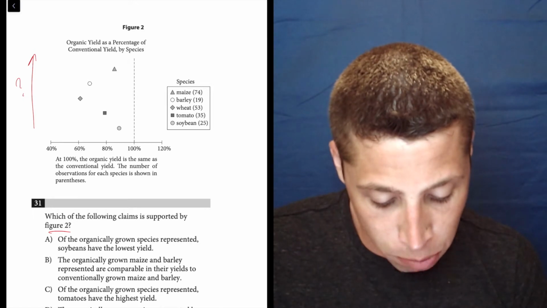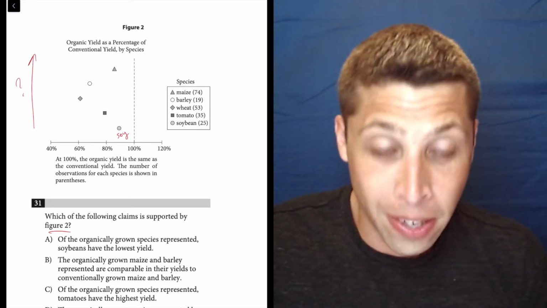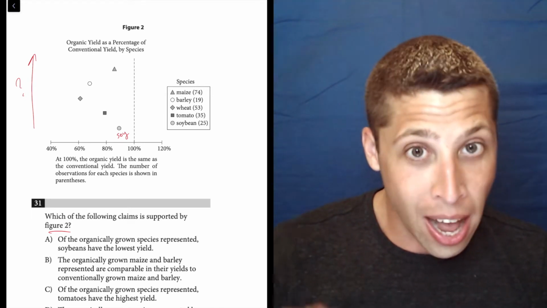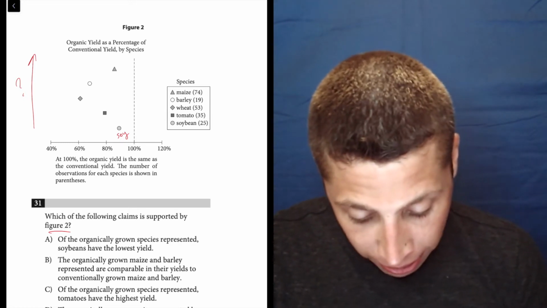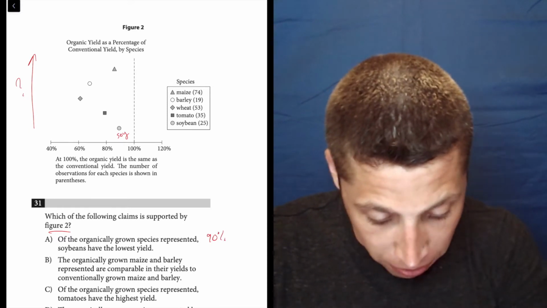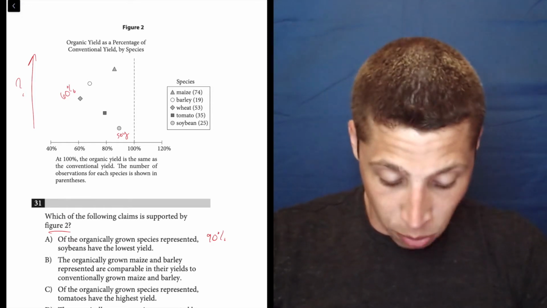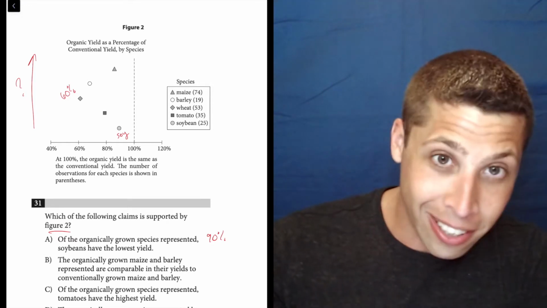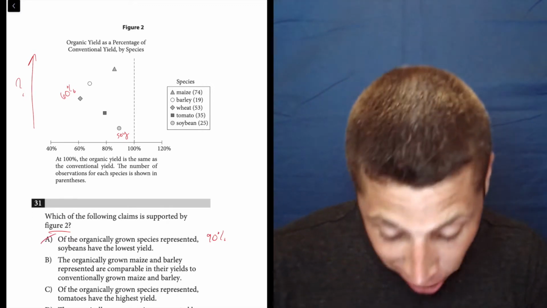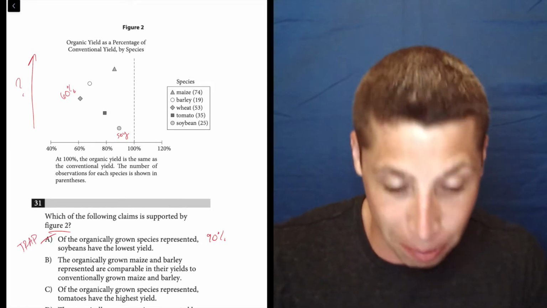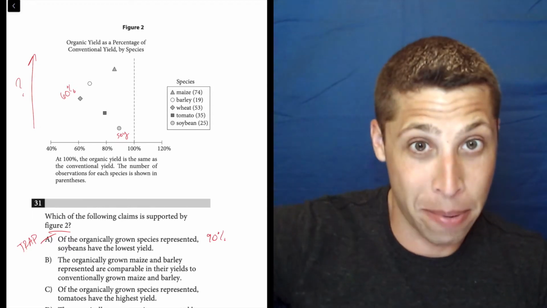Of the organically grown species represented, soybeans have the lowest yield. Well, soybeans are right here. Now, notice it's the lowest dot vertically, but that doesn't mean anything because soybeans are something like, I don't know, 90%. But this dot all the way here, the wheat dot, is more like 60%. So it's not the lowest yield because 60 is lower than 90. So that is wrong. But you can see how they want to trap you with it, right? They want you to see lowest and be literal about it. Like it's literally the lowest dot, but this means nothing, up and down.